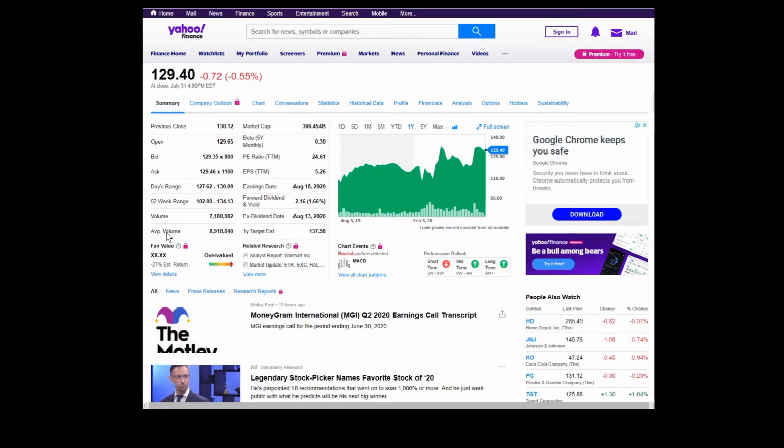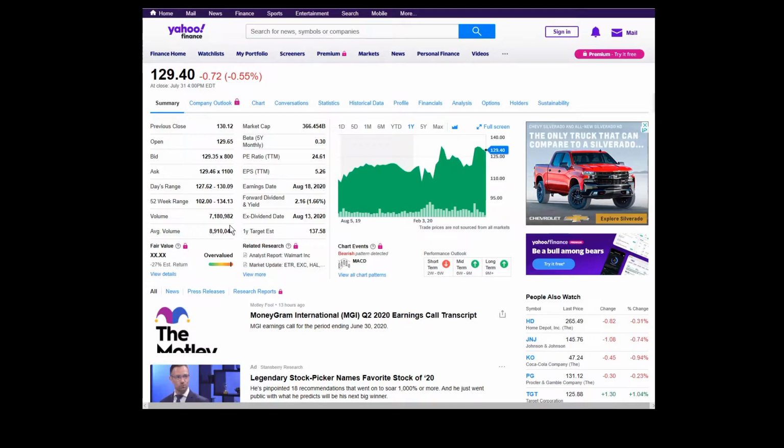And then the average volume is the same thing, but on an average day, how many shares change hands. So on average, about 9 million shares get traded, but on Friday, 7.1 was. So it's a little bit less than average. So what you can infer is Friday was really an uneventful day, because less than normal people traded. Most people just held on to it and said, let's see what's going on.